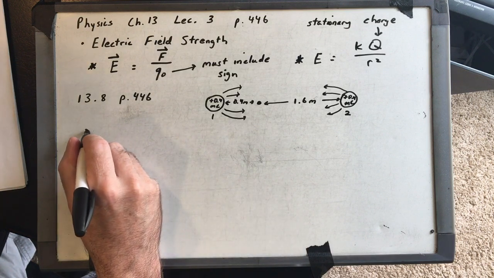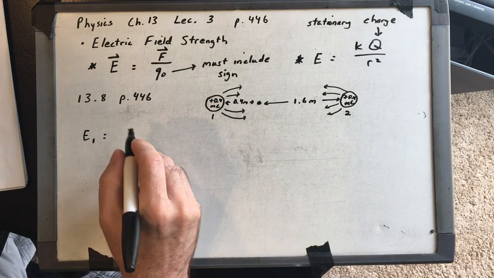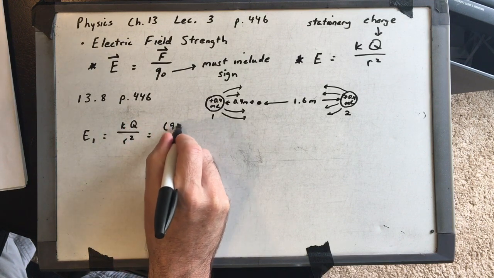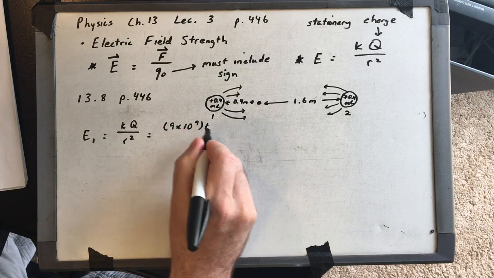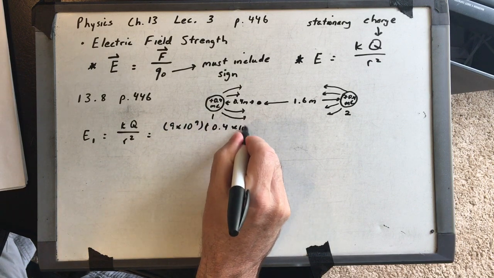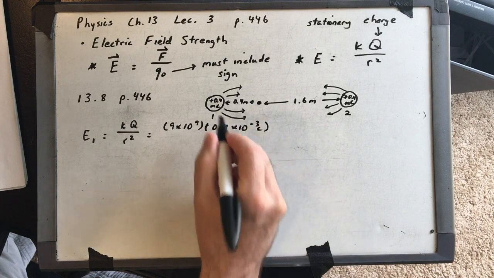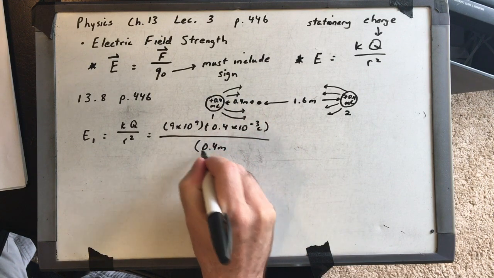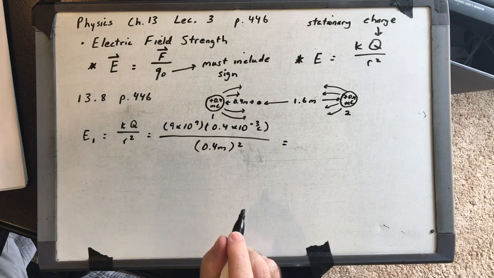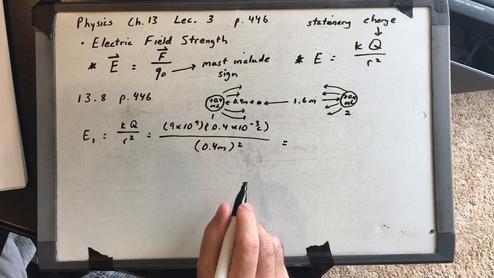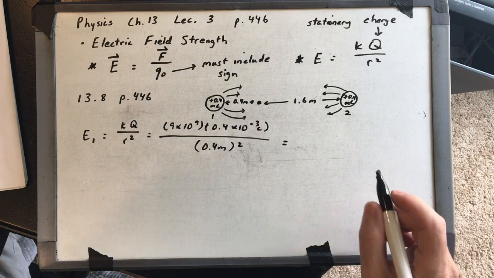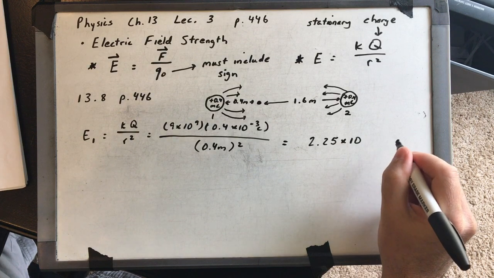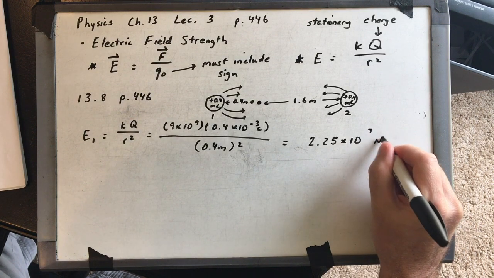If this were a negative charge, the field lines would be pointing in. Okay, so let's get the electric field generated by charge 1. That's KQ over R squared. 9 times 10 to the 9th times 0.4 times 10 to the minus 3 coulombs. Again, it's millicoulombs over the distance, which is 0.4 meters, so to the dot, and that is squared in the denominator, and if you put that in your calculator, you get 2.25 times 10 to the 7th, and the unit is newtons per coulomb.